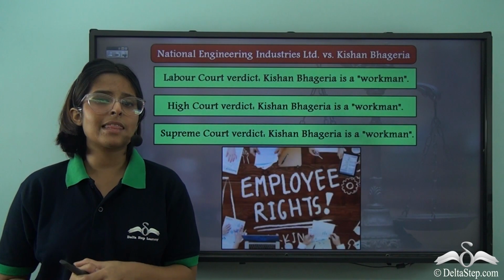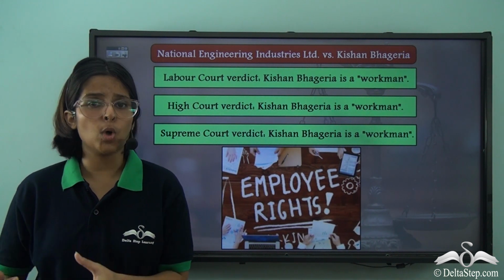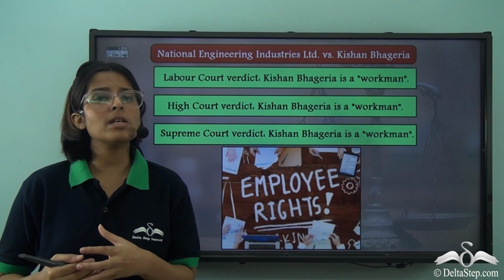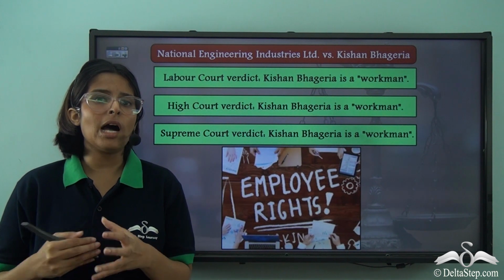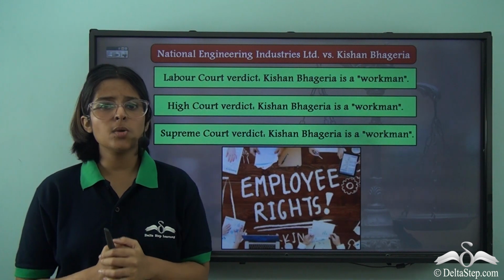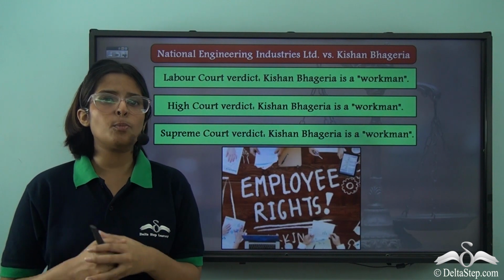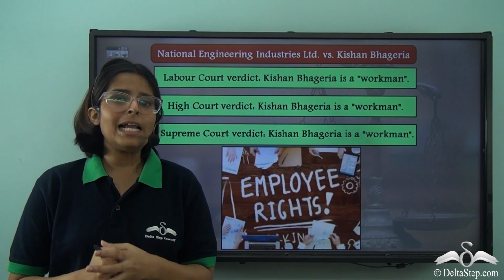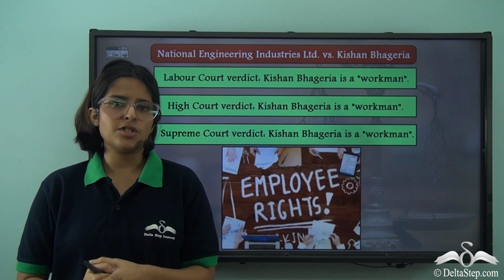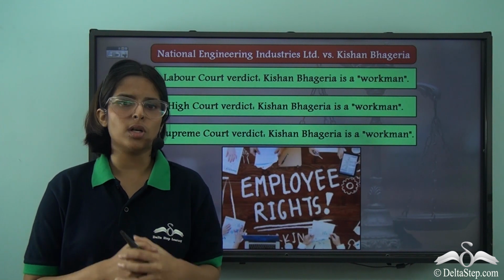So, Kishan Bhageria said that he should be eligible to get the salary because he would qualify as workman. But the company said that the claim is not justified because Kishan Bhageria does not fall under the definition of workman. But the Labour Court's verdict was that Kishan Bhageria is a workman, and thus the company would have to pay his salaries. Now the company filed an appeal in the High Court of Rajasthan. The single judge bench of Rajasthan reversed the order of the Labour Court and said that Bhageria was not a workman.